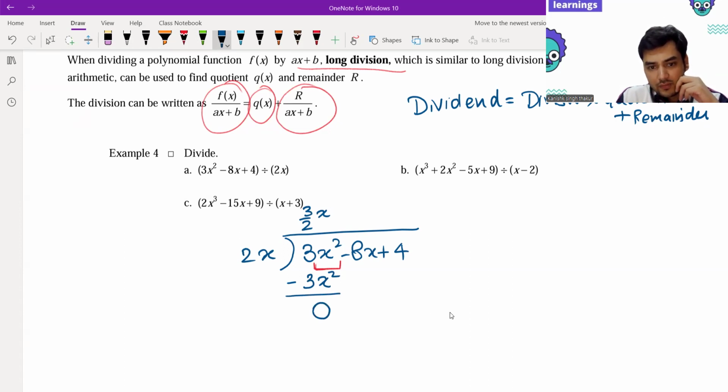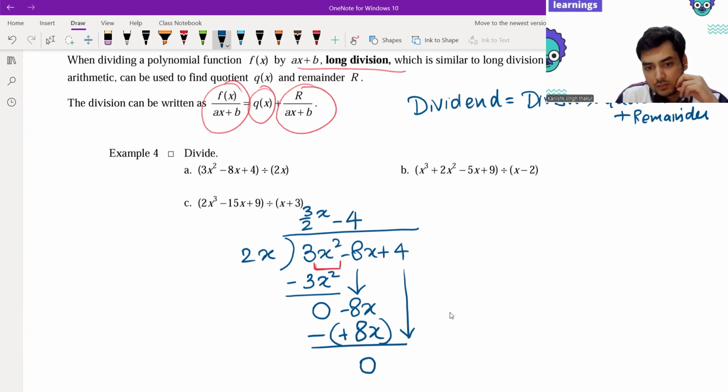Then I have negative 8x, I'll shift it down, right? Then this 2x, I have to make it negative 8x, so I'll be multiplying by minus 4. So this becomes minus 8x. Now I'll be multiplying with a negative sign, so that will make it plus, right? So minus plus 0. Then this 4 I'll be shifting down. Now, can you make 4? No, right? You cannot multiply by 1 over x, right? So this 4 will be coming out as a remainder.